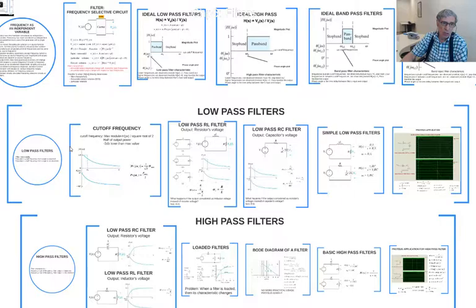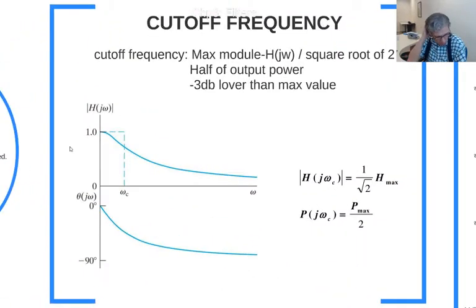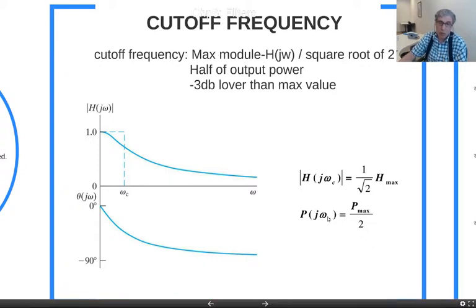Now let's define the cutoff frequency. The proper definition is that when the power consumed by the filter drops to half of its maximum value, the corresponding frequency is called the cutoff frequency. This frequency is also the same frequency which can be calculated from this formula.